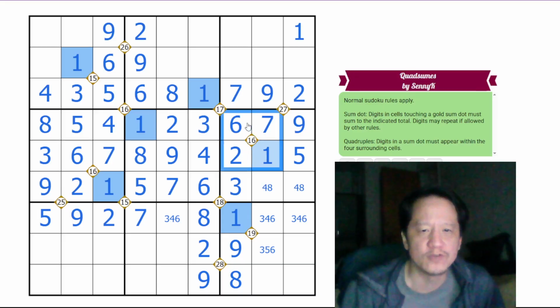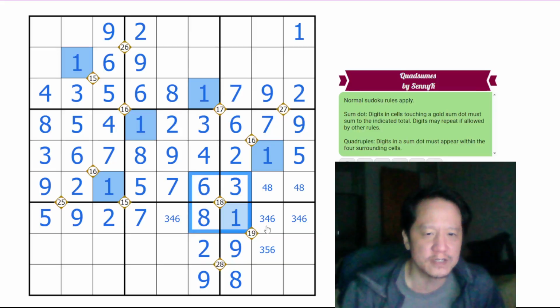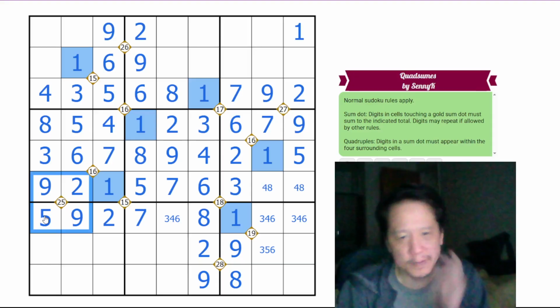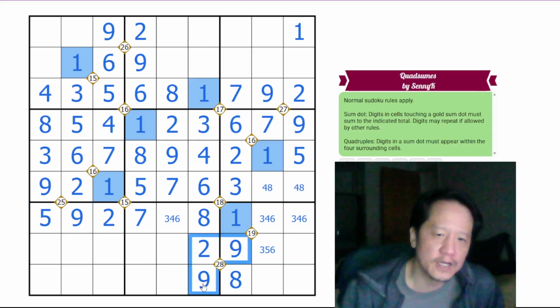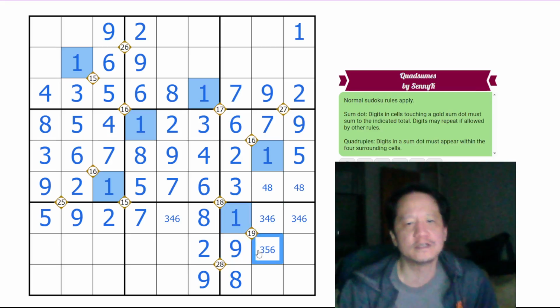1, 2, 7 plus 6 is 16. 2, 9, 9 is 20 plus 7 is 27. 1, 3, 6 is 10 plus 8 is 18. 1, 2, 7 is 10 plus 6 is 16. 2, 9, 9 is 20 plus 5 is 25. 2, 9, 9 is 20 plus 8 is 28. And 1, 9 plus 3, 6 or 4, 5 add up to 19.